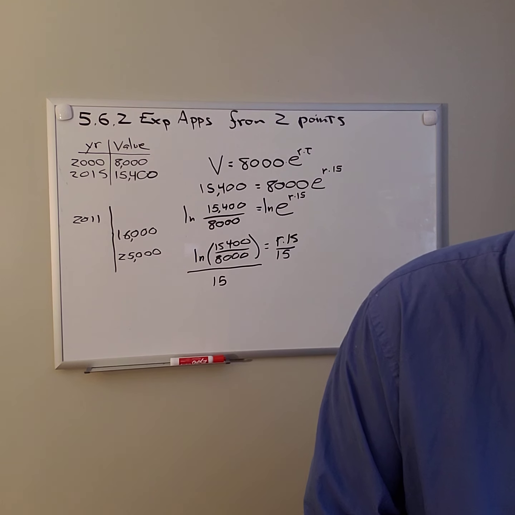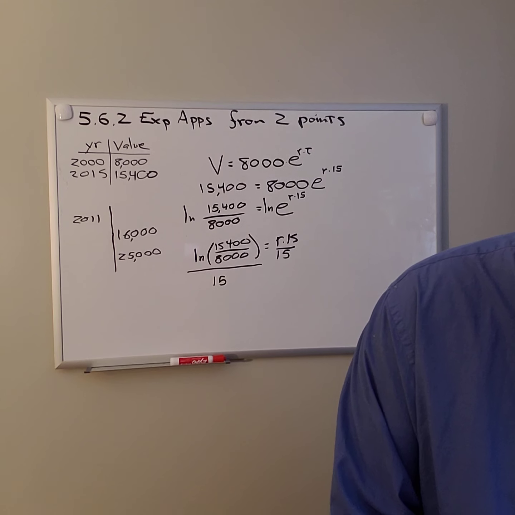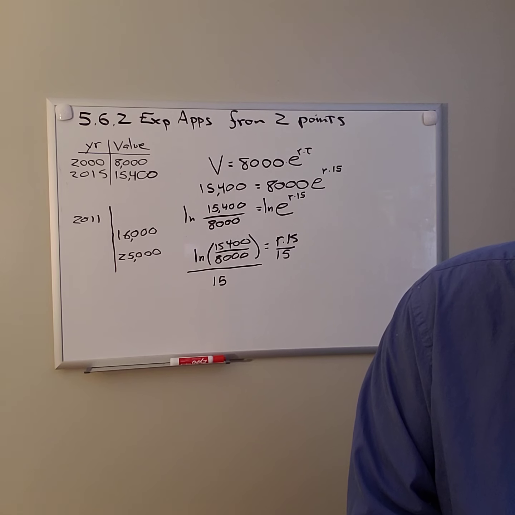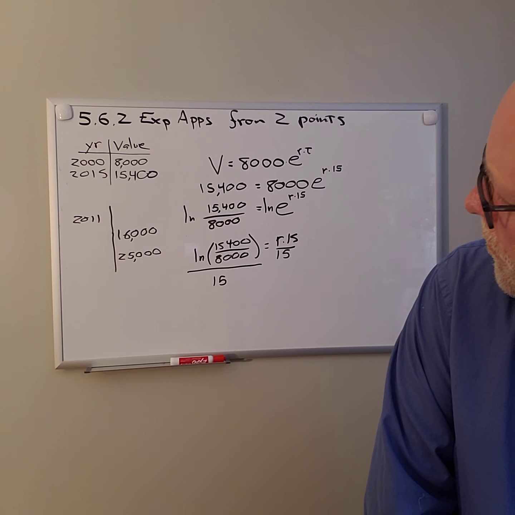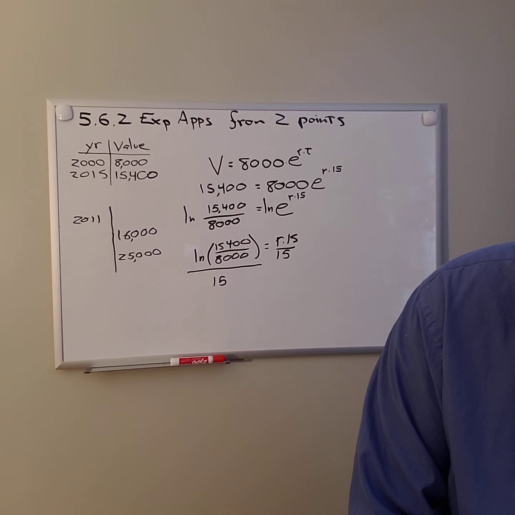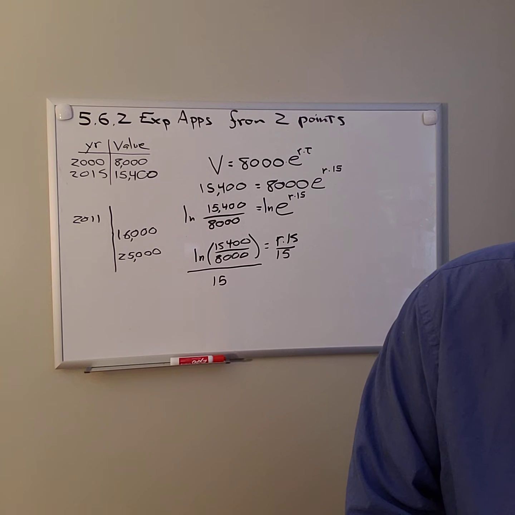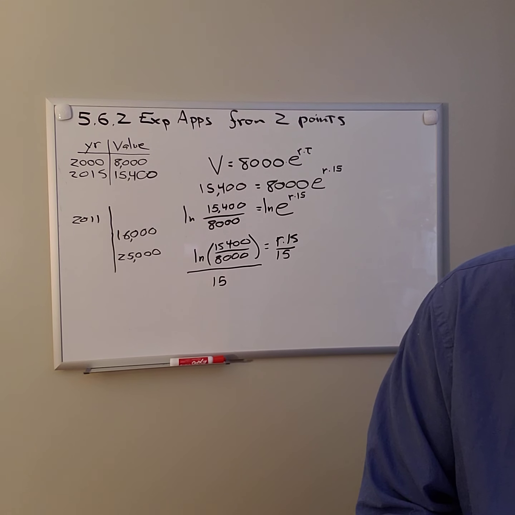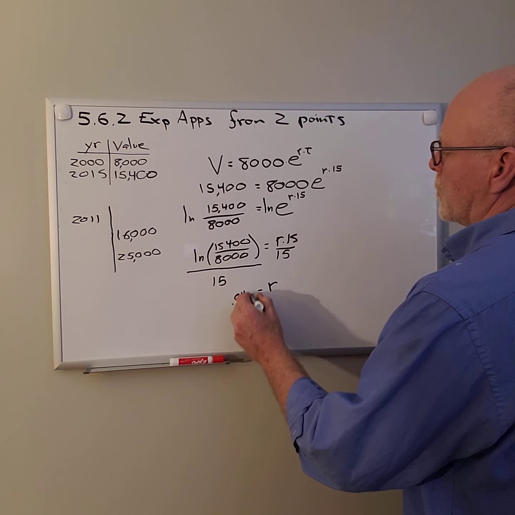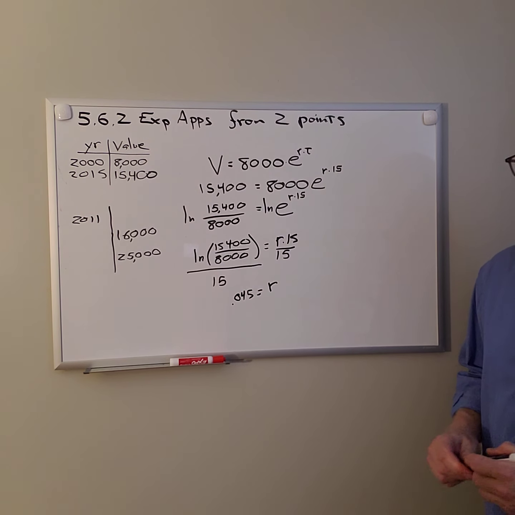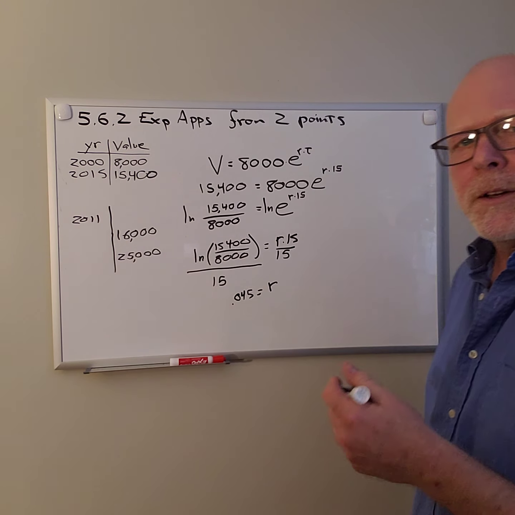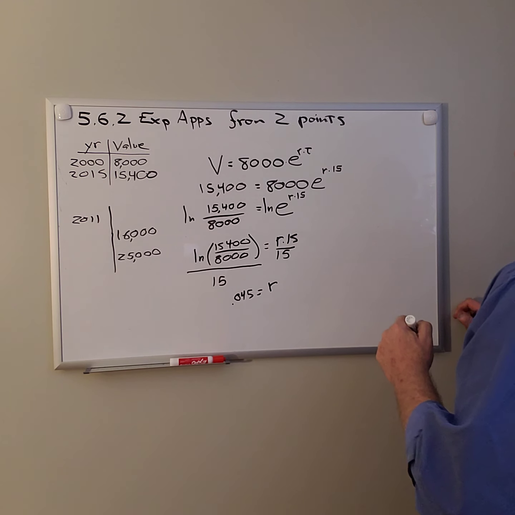And that is definitely calculator work. That's going to be the natural log of 15,400 divided by 8,000, and then divide that whole thing by 15, and we get an R of 0.045. All right, and we're not done. This and the next couple problems are going to be long, so I don't know why I thought I'd be able to get a couple of them in on one recording here.